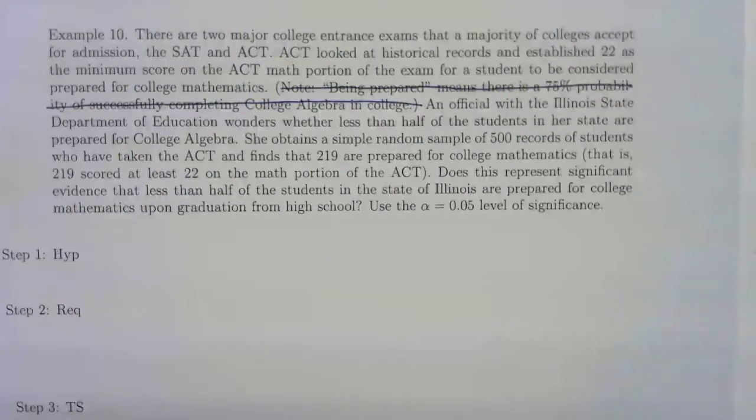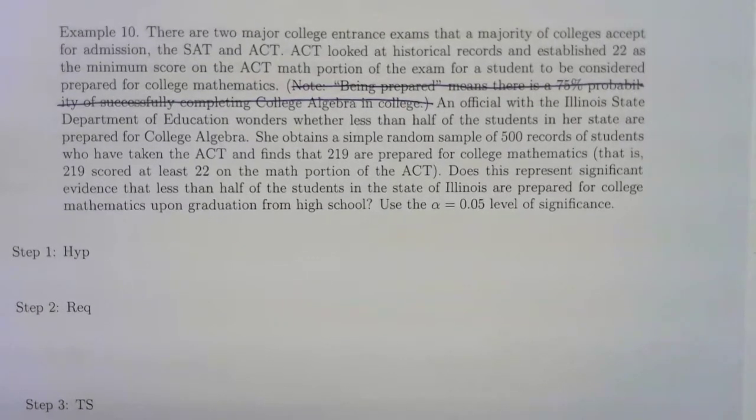An official with the Illinois State Department of Education wonders whether less than half the students in her state are prepared for college algebra. She obtains a simple random sample of 500 records of students who have taken the ACT and finds that 219 are prepared for college math. So they scored at least a 22 on the math portion of the ACT. Does this represent significant evidence that less than half the students in the state of Illinois are prepared for college mathematics upon graduation from high school? Use alpha equals 0.05 as our level of significance.